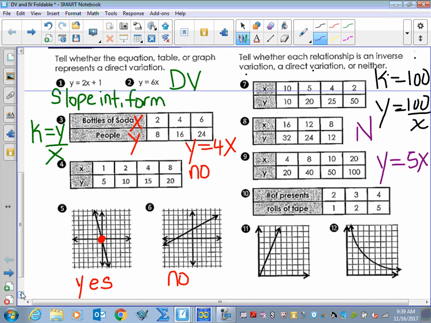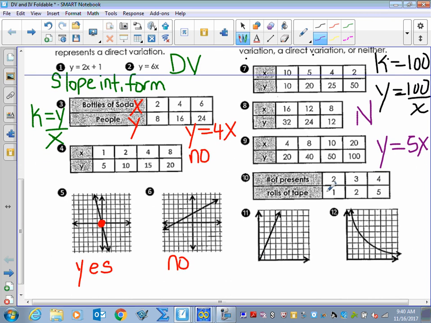All right, last chart. If I multiply, what's 1 times 2? 2. 3 times 2, 6. So right away, it cannot be inverse. What if I do direct? 1 divided by 2 is 1/2. 2 divided by 3 is not 1/2. So this is what? Neither.